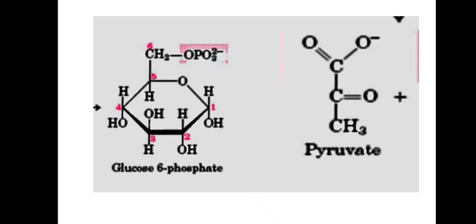Remember, we said in glycolysis, what we're doing is breaking down this glucose molecule and then we form a pyruvate molecule. The pyruvate molecule that we are forming, if you count, has 3 carbon atoms: 1, 2, and 3. It has a carbonyl group, a carboxyl group, and a methyl group. So let's make progress.